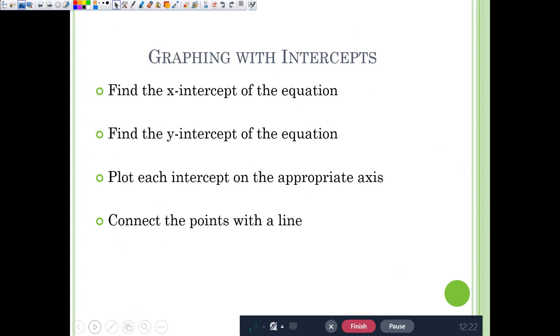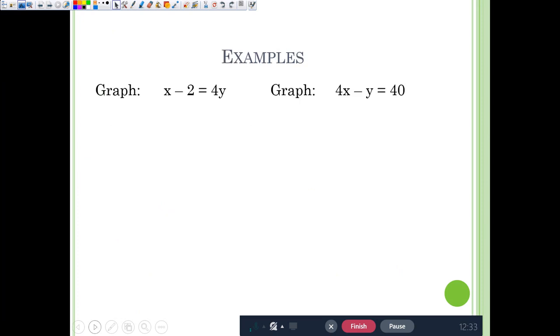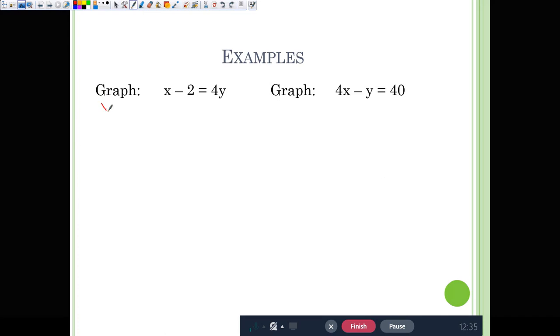So graphing with intercepts, you find the x-intercept, you find the y-intercept, you plot the intercept points, you connect the points with a line. Okay? So, this one I'm going to be looking for my x-intercept first. So I'm going to substitute 0 in for y. So 4 times 0 is 0. So I have x minus 2 equals 0. I'm going to add 2 to both sides, so 0 plus 2 is 2. So x equals 2. So my ordered pair here is going to be 2, comma 0.